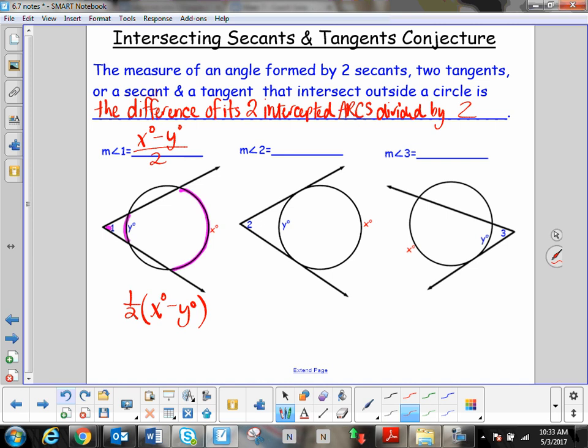Now, we won't ever do Y minus X. Who can tell me why? You'll get a negative. So we're not going to work with negative measures. All right, same thing here.